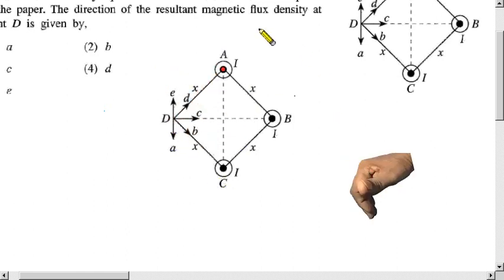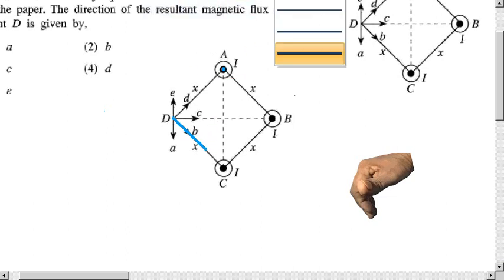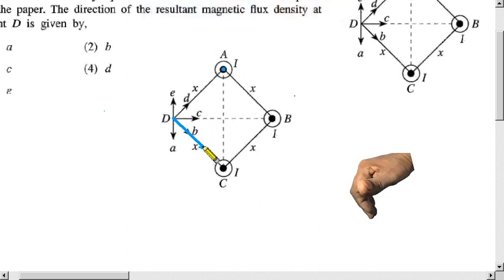Therefore let us mark it. So the flux density must be like this. Let us use blue color for this, and also this dot let us mark as blue. So the direction is this way now, like this. So the distance is x.